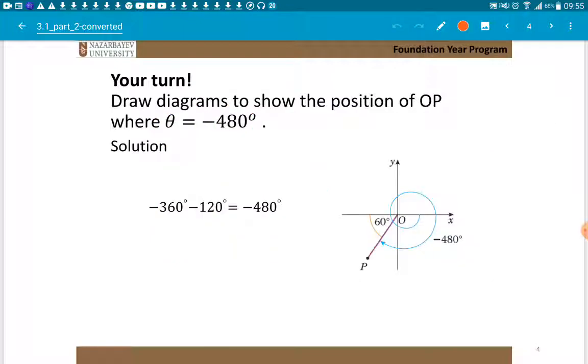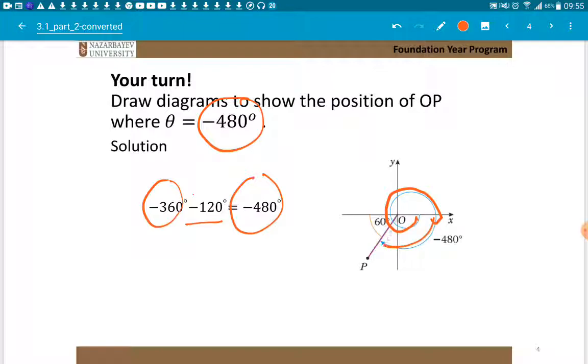In negative, it's also the same. We have negative 480. Negative 480 could be written as negative 360, so we come in here and we move clockwise. That's negative 360, we're done. How much is left? 120, but in the negative direction. So we go negative 90, negative 30, and this is the final place. It's very basic.